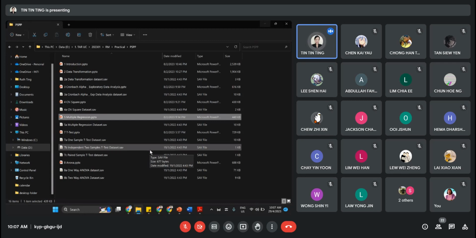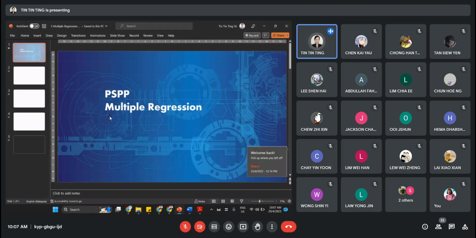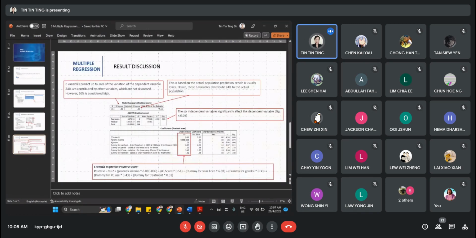Multiple regression is about the formula: y equals the DV, equals many IVs.